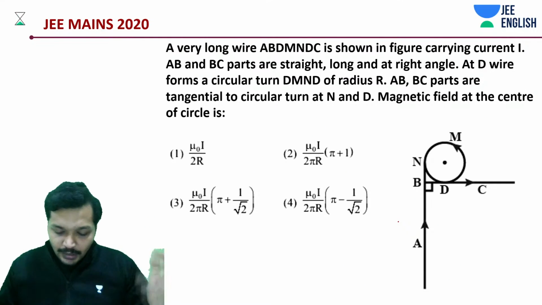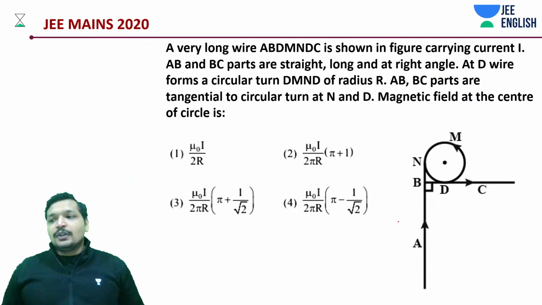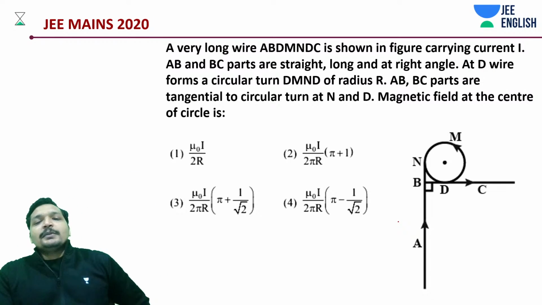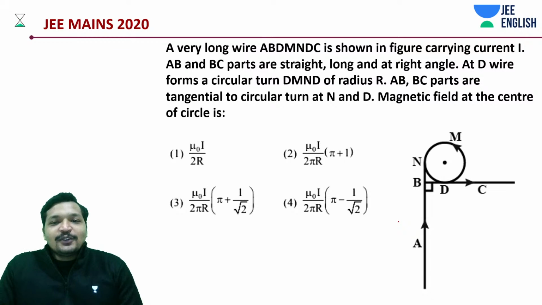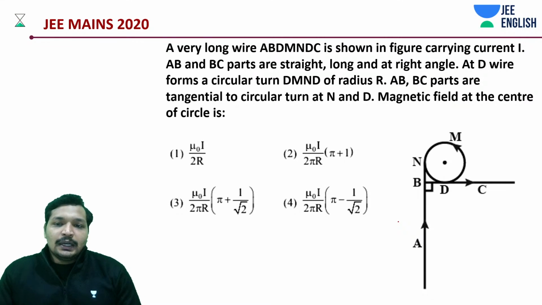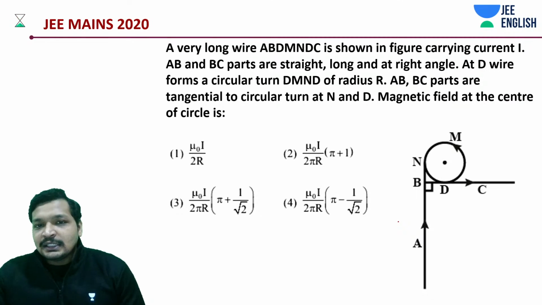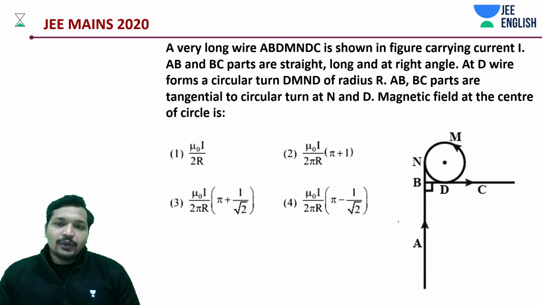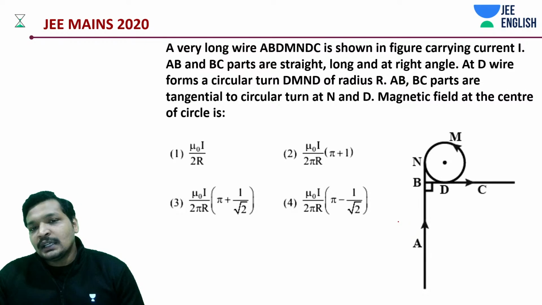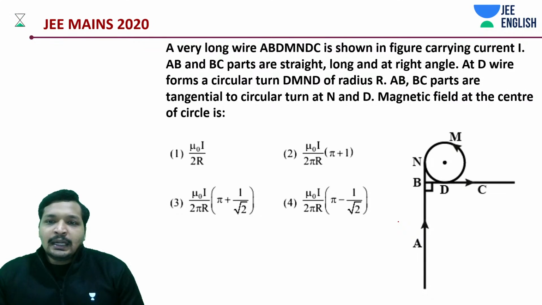Now this is interesting. A very interesting problem. I think this was also asked in your JEE Advanced, with repetition probability. So now, given to you is a very long wire ABDMNC shown in the figure. Now what is being said? They are carrying current I.